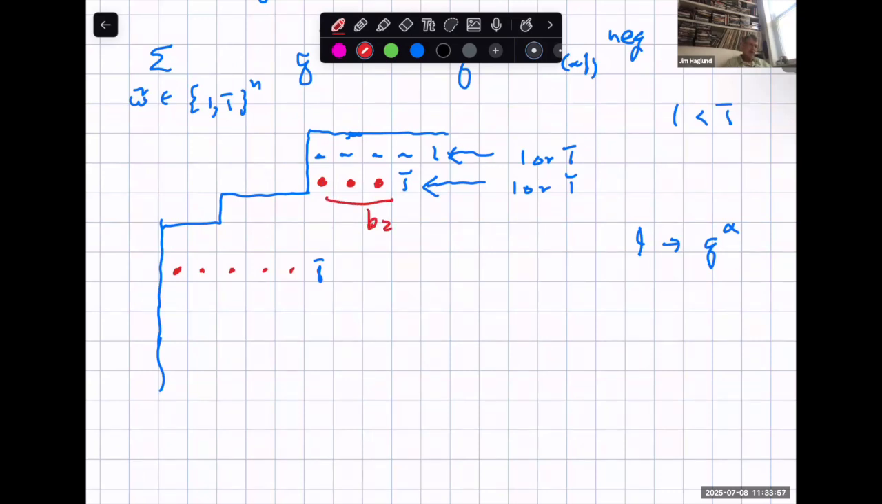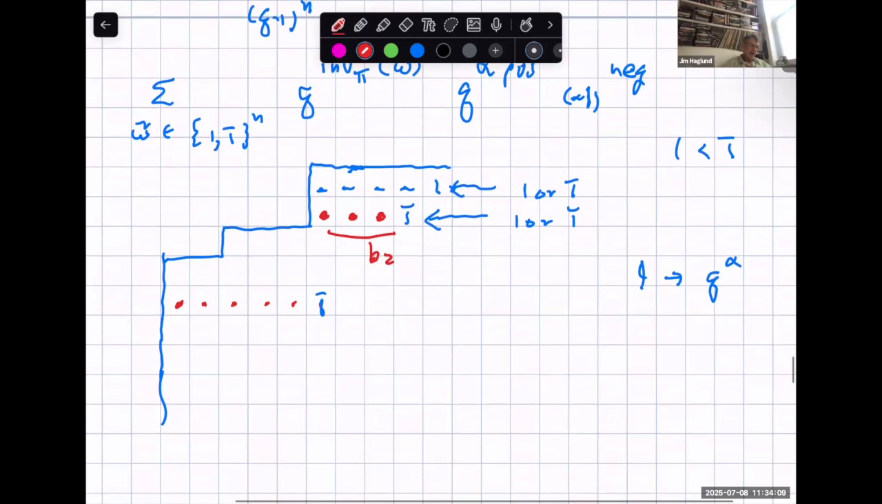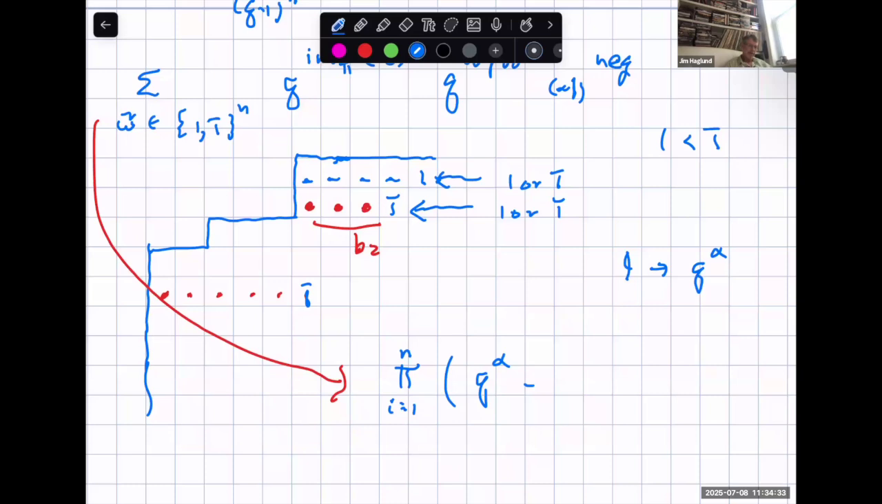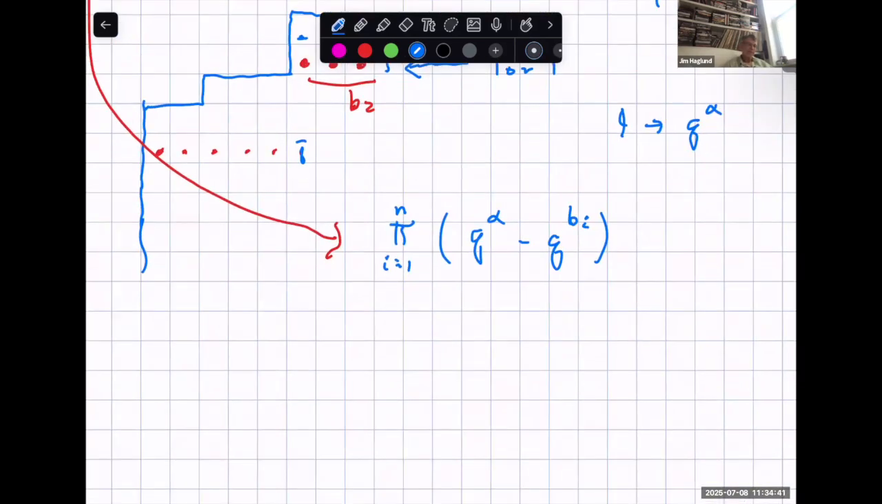Okay, so if I call that B2, so that's the number of cells in the second row from the top which are to the right of the path and to the left of the main diagonal, then I can write this thing here as a product, I equal 1 to n. And if I use the positive entry, I don't get any inversions, but I do get a q to the alpha. And if I use the negative entry, I get these B I different things. Okay. And each of the cells operate independently. Okay, and I'm going to factor out all the BIs, and that's really just the area underneath the path.